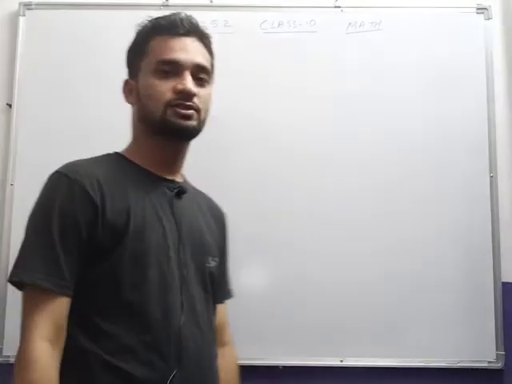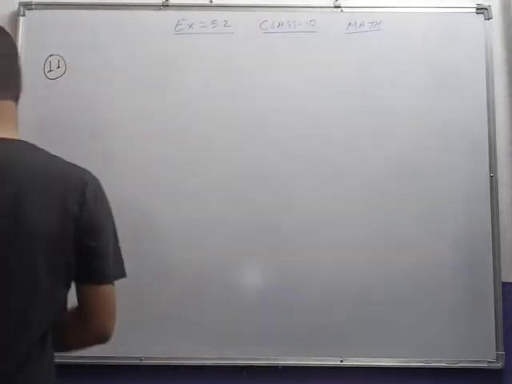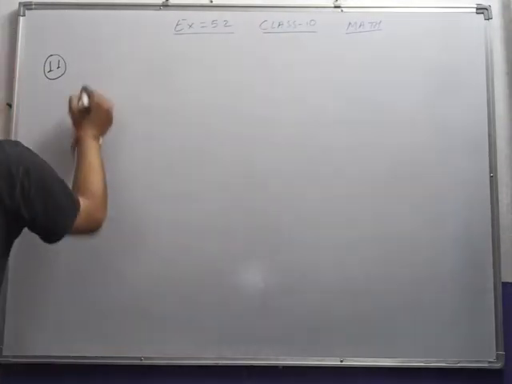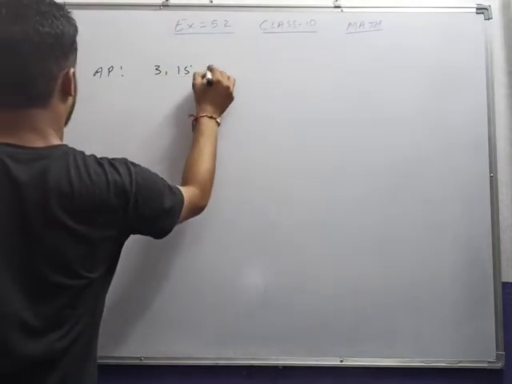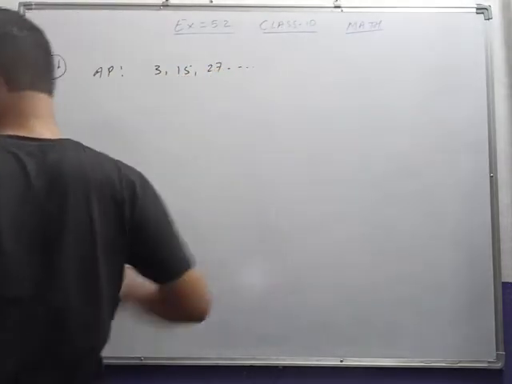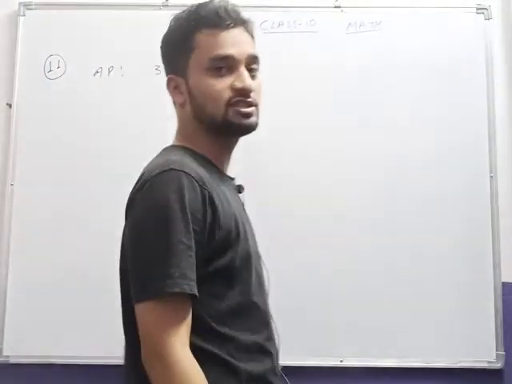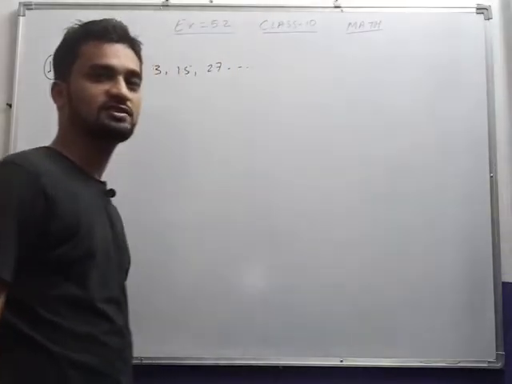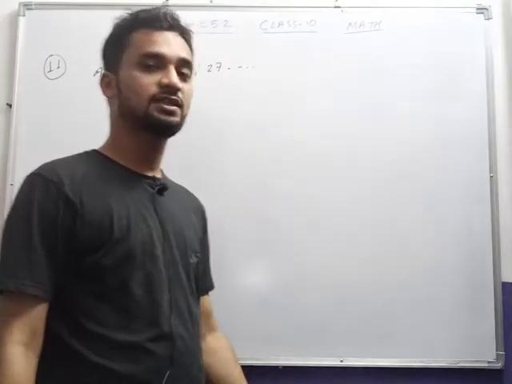Today we are taking question number 11, and the question is: which term of the AP 3, 15, 27 and so on will be 132 more than its 54th term? So let us find what the 54th term of this AP will be.